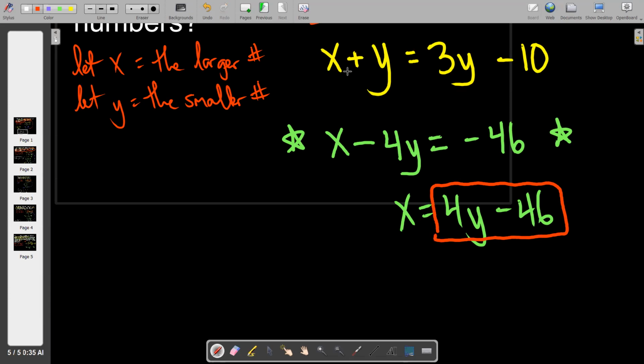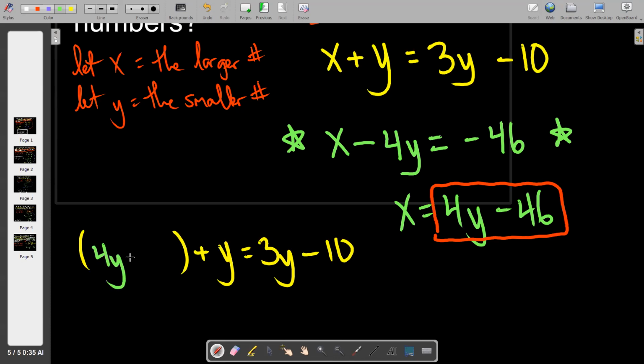So the yellow equation is about to get a makeover in that where it used to say x, it's now going to say blank space. So I have blank space plus y equals 3y minus 10. And what's going in the blank space? 4y minus 46.